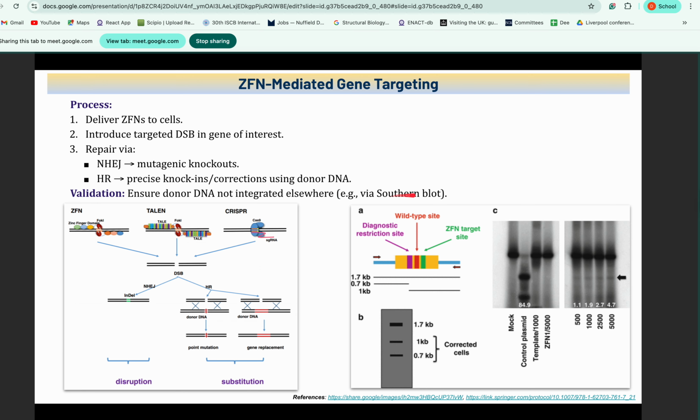To ensure it, we perform Southern blotting, and this is how the Southern blotting results appear. You use a gel in which one place is for the control and another well, because Southern blotting takes place in a gel.